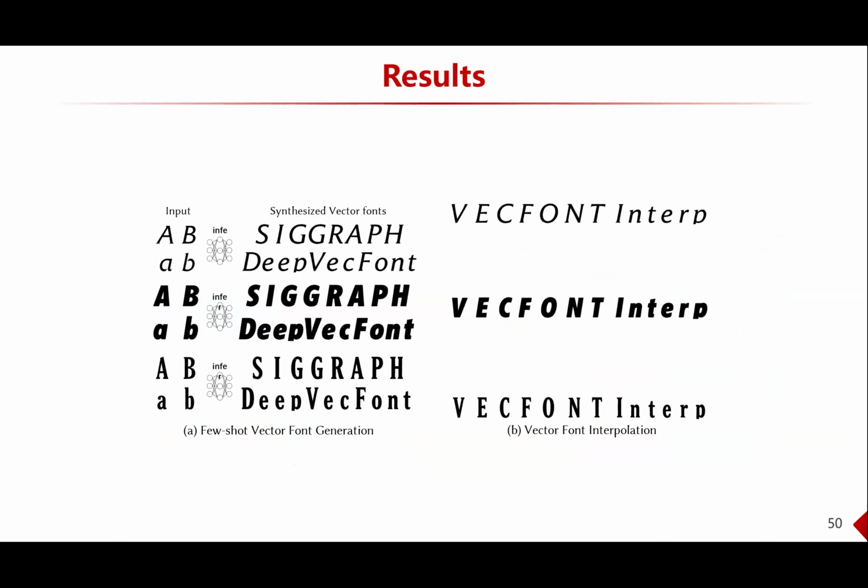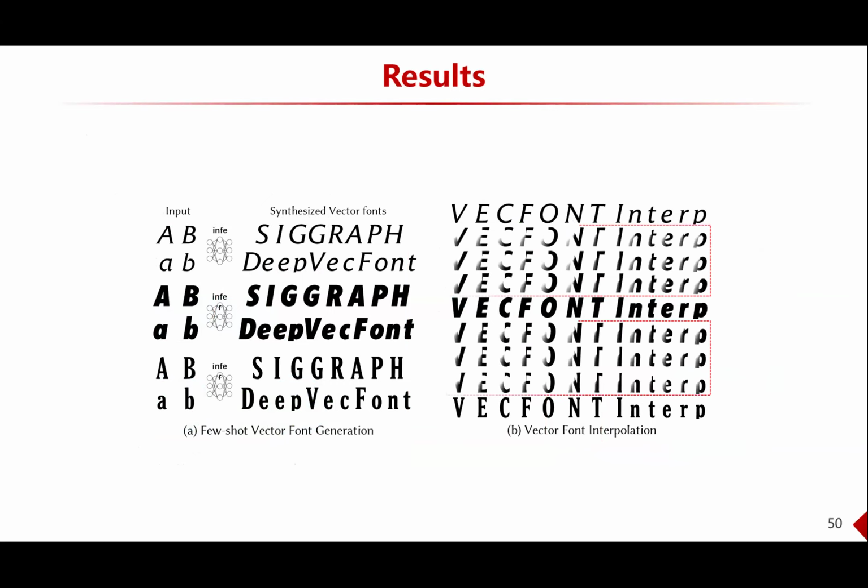So let's see the experimental results. Given a few vector glyphs as reference, our model can synthesize the whole vector font automatically. And with the fonts synthesized by few-shot learning, more vector fonts can be generated by smooth interpolations in the style latent space of our model. The interpolated vector fonts are marked by the rectangle.